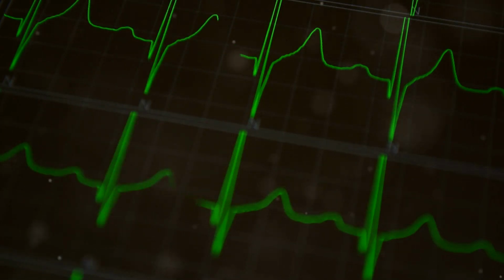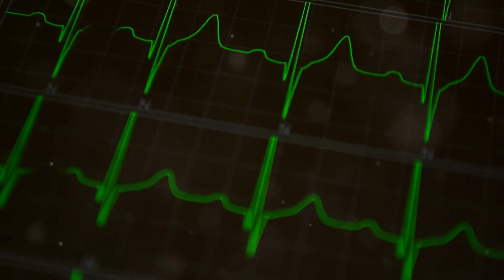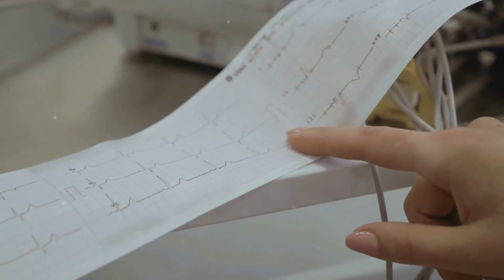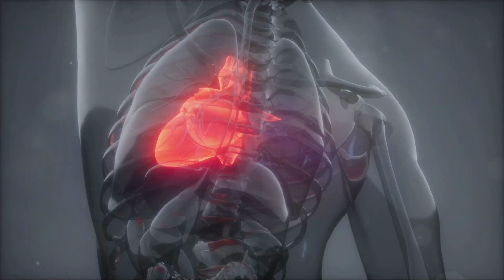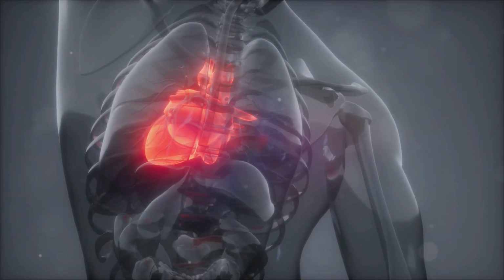However, in some cases, a first-degree block can be a sign of underlying heart disease or other conditions affecting the heart's conduction system. It can also be caused by certain medications, such as beta blockers or calcium channel blockers. Therefore, a thorough evaluation by a healthcare provider is essential to determine if any underlying issues need to be addressed.